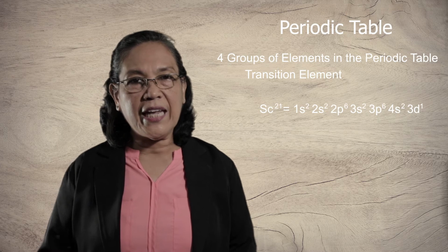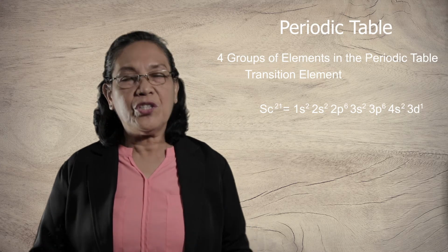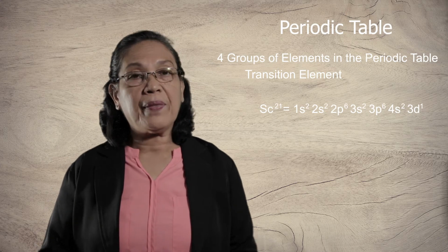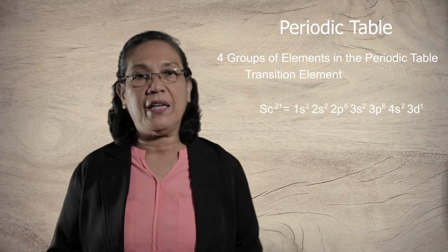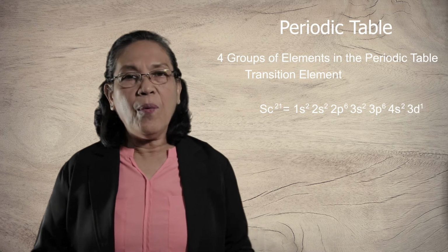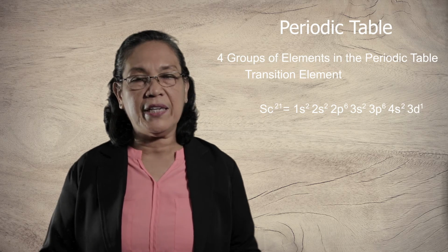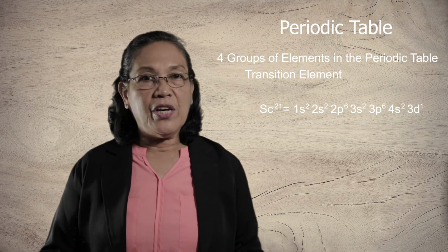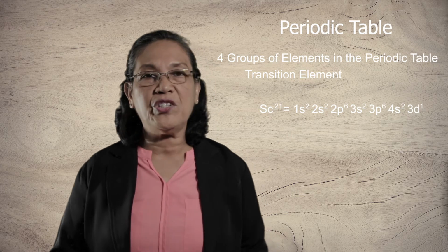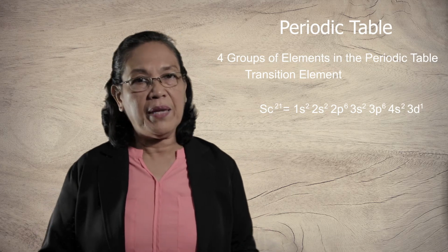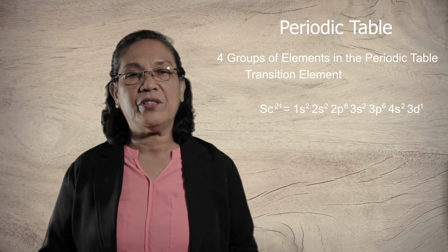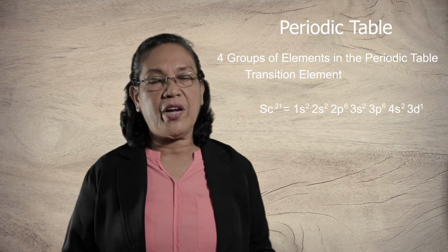4s2, 3d1. So it fills up the d orbital. And what are the two energy levels which are incompletely filled up with electrons? Usually, the last two energy levels are incompletely filled up with electrons. Let us try to check.